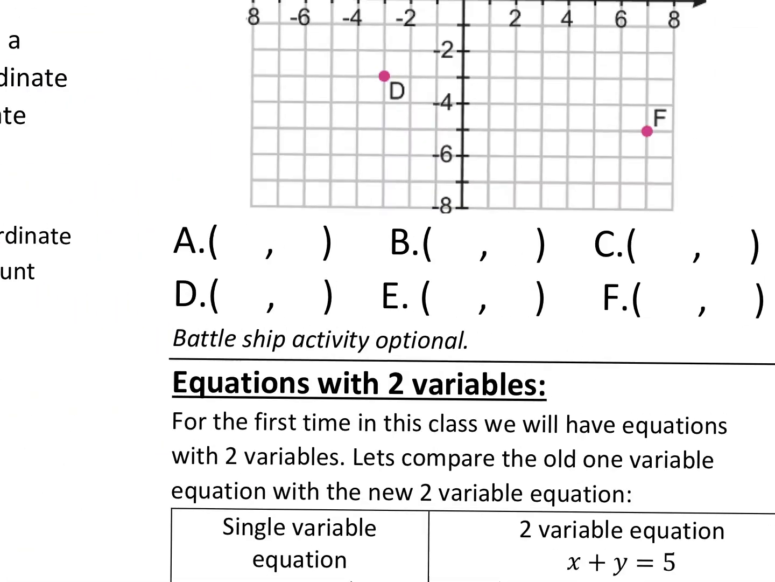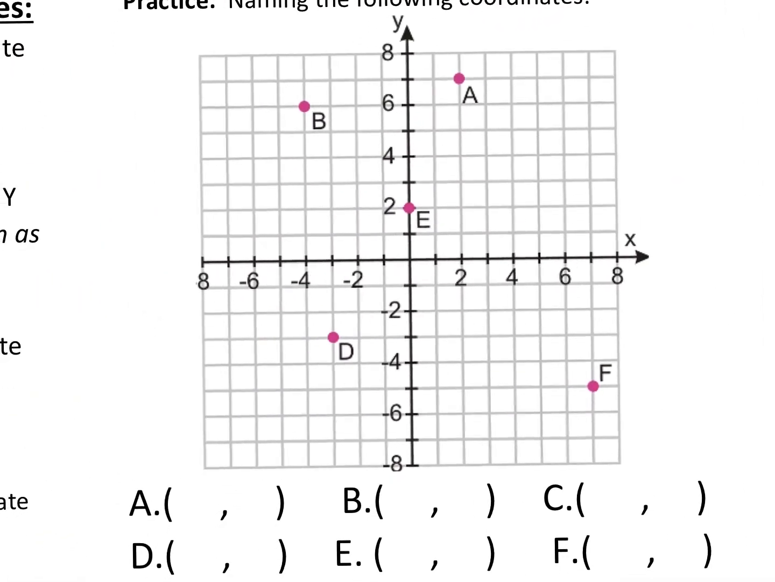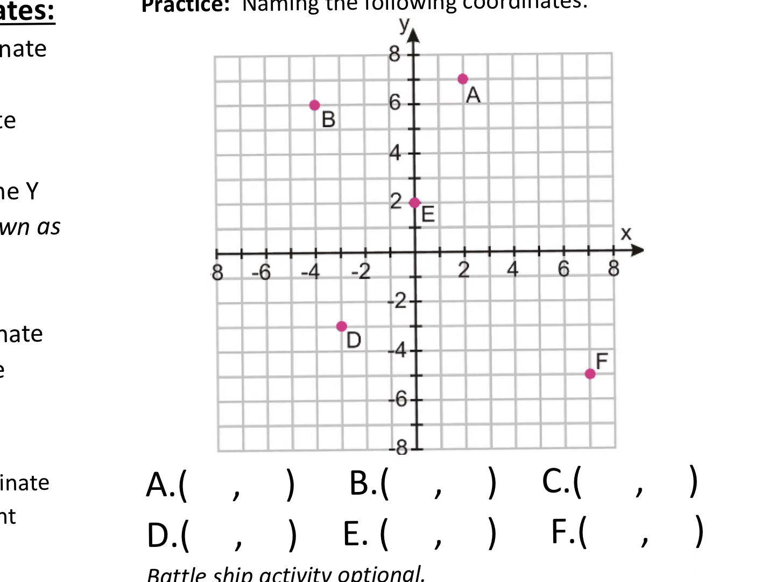We also have this thing that we did yesterday, right? All these different coordinates. So hopefully remember, like this one right here, to get to point A, you go 2 on the x, 7 on the y. So A is 2, 7. To get to point B, negative 4 on the x, positive 6 on the y. So I hope we remember that from yesterday.